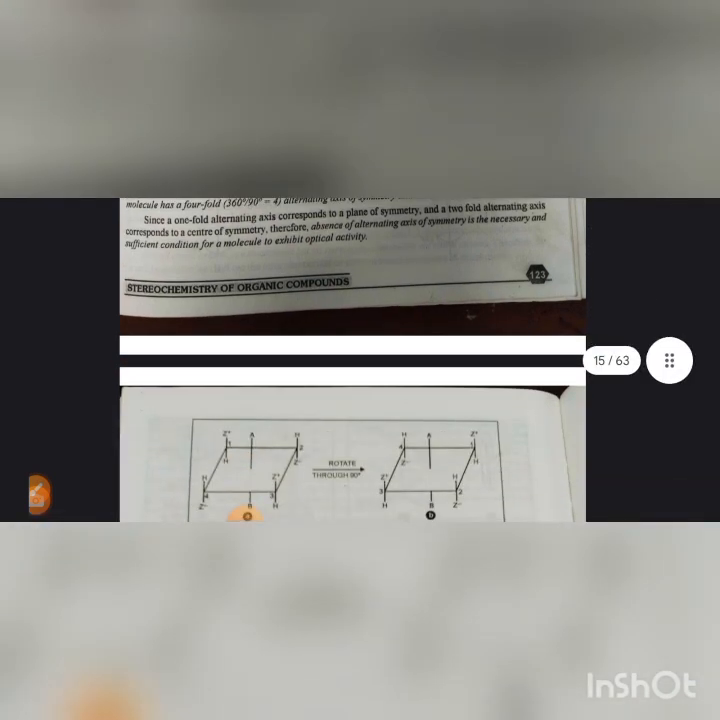The reflection of B gives the original molecule A. Thus, this molecule has a fourfold (360 degrees divided by 4) alternating axis of symmetry and hence is chiral. Since a one-fold alternating axis corresponds to the plane of symmetry, and a two-fold alternating axis corresponds to the center of symmetry, the absence of an alternating axis of symmetry is the necessary and sufficient condition for a molecule to exhibit optical activity. Now, next is the relationship between asymmetry, dissymmetry, and chirality.